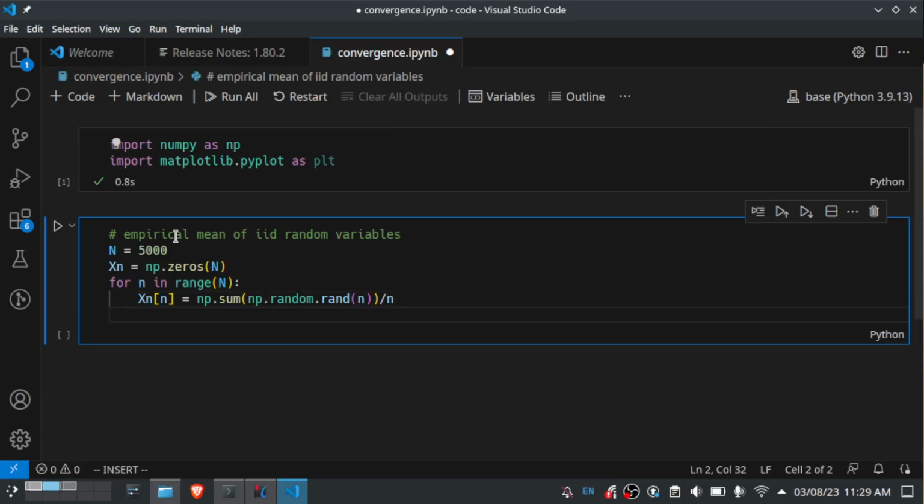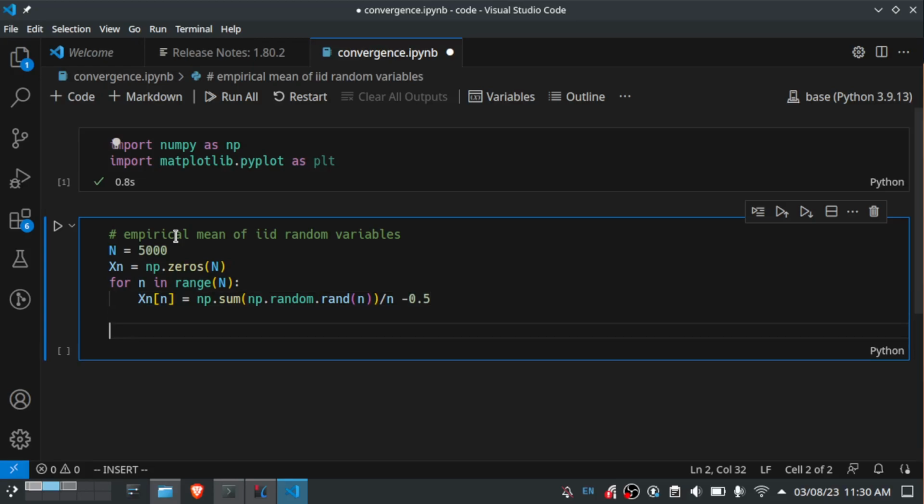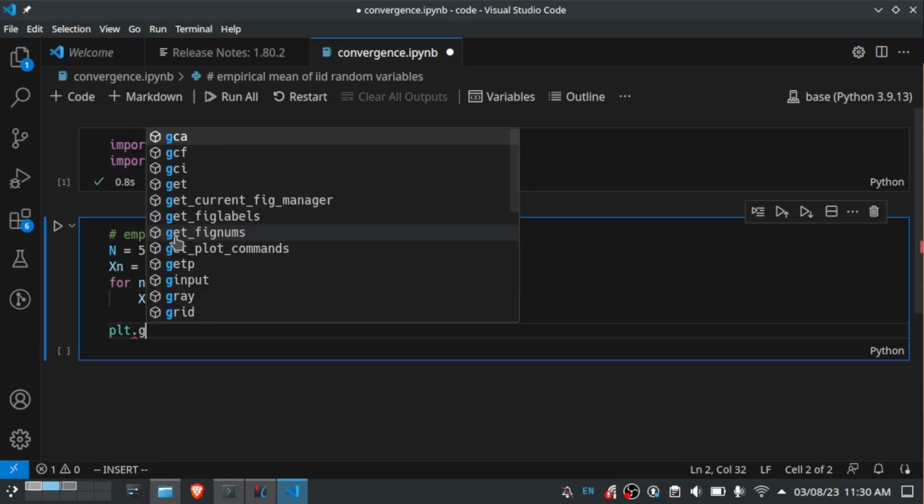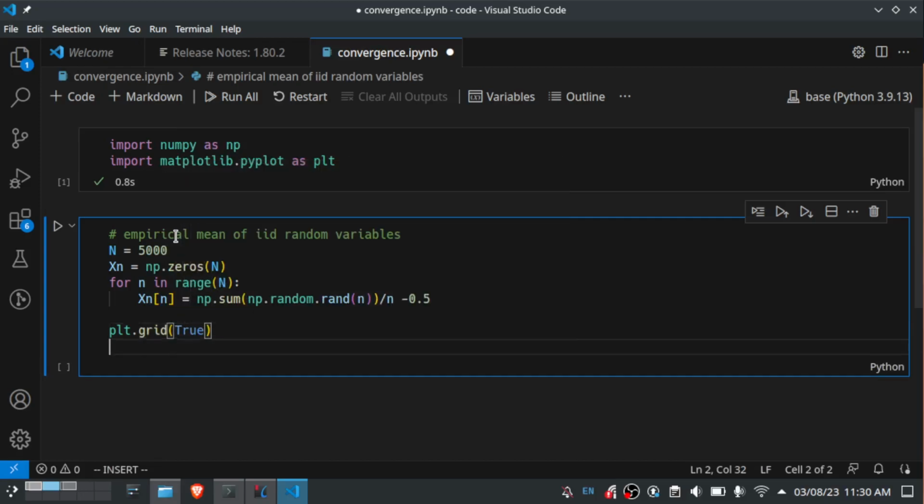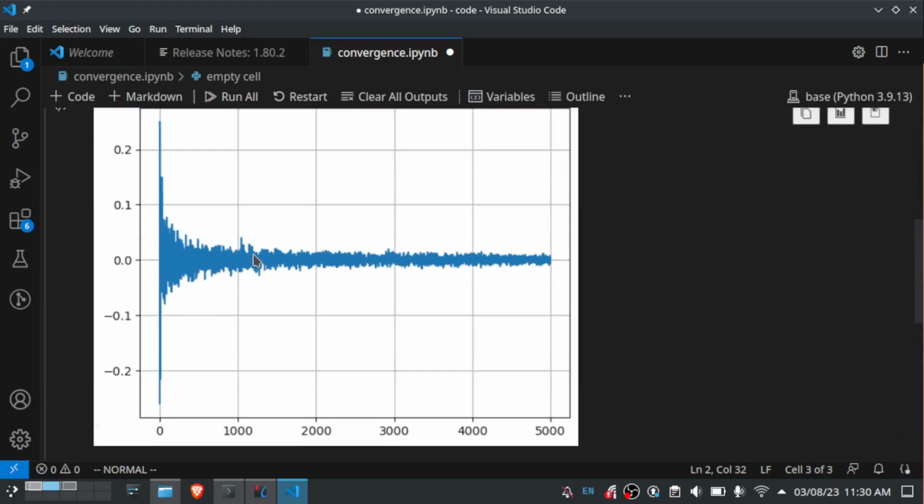And I want to know what is the deviation from the mean. So what is the mean of this particular random variable? Each is uniformly distributed between 0 and 1, so the mean is half. So let me take the deviation from the mean, and I will just plot it. So this is what I would get.